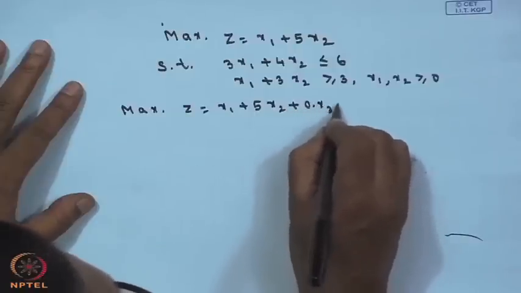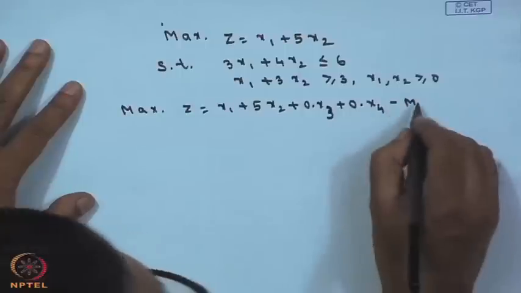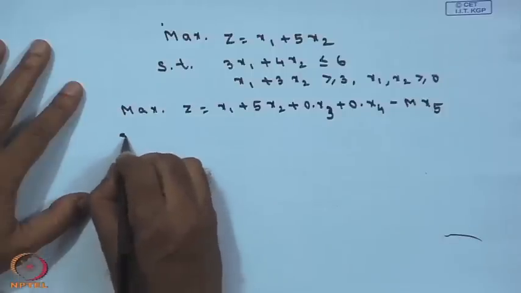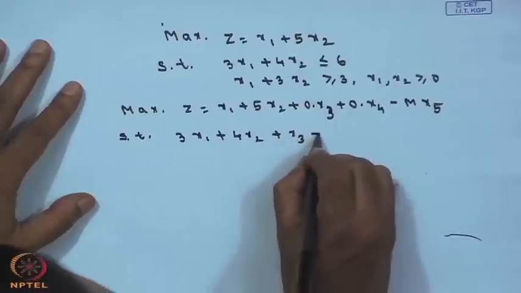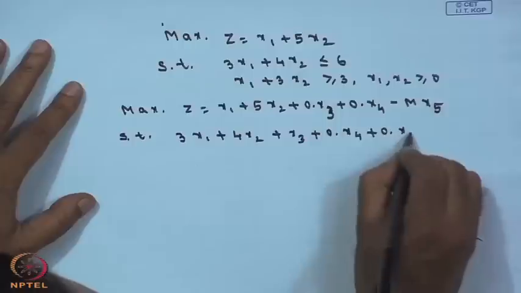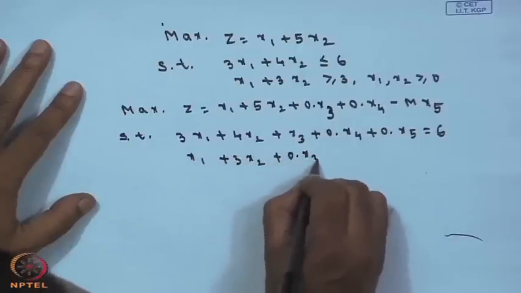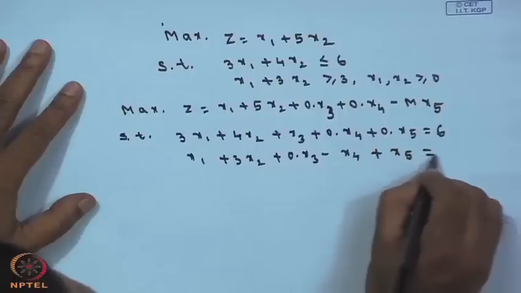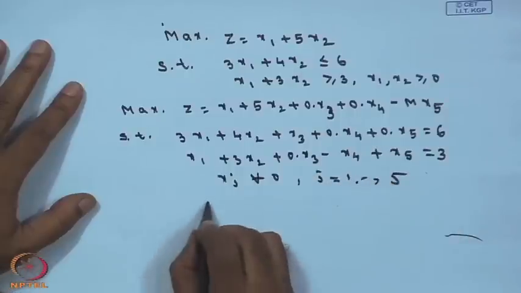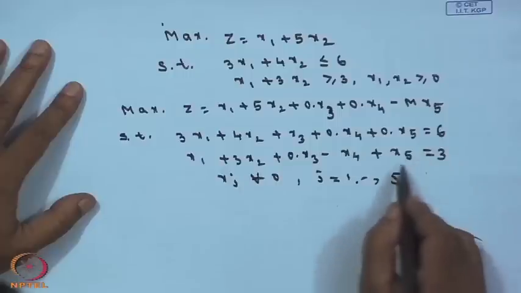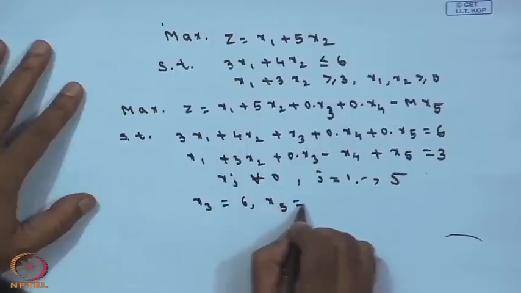the slack variable this is x3, for the surplus variable x4 and x5 I am writing here for the artificial variable, subject to 3 x1 plus 4 x2 plus x3 plus 0 into x4 plus 0 into x5 equals 6, x1 plus 3 x2 plus 0 into x3 minus x4 plus x5 equals 3. Your xj is greater than equals 0, j is 1 to 5. So, your initial basic feasible solution will be x3 equals 6 and x5 equals 3 by making the other variables 0.